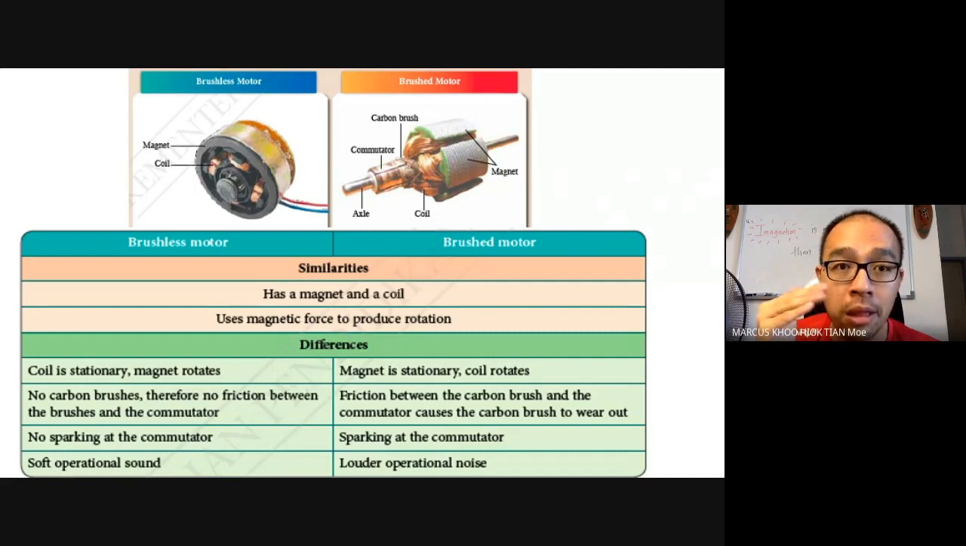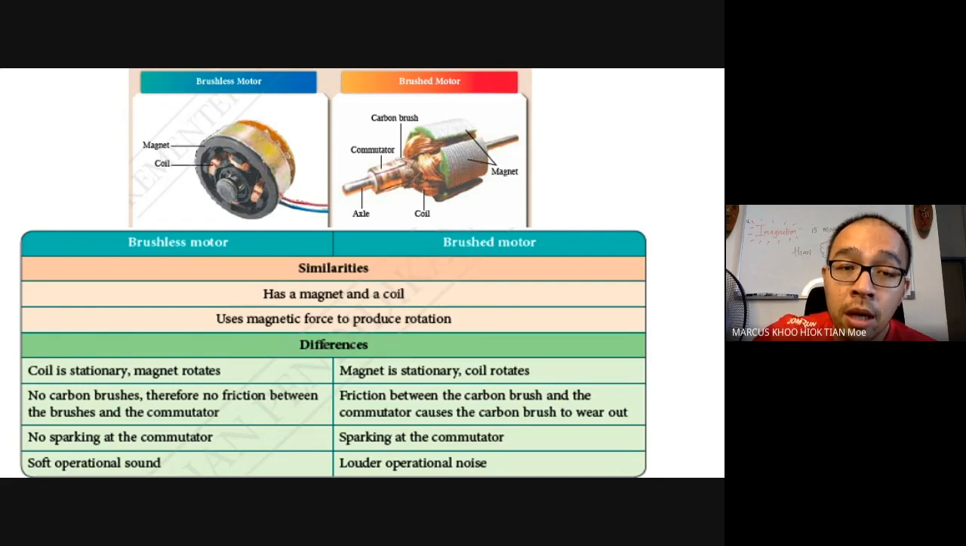Okay, the brush motor. The friction between the carbon brush and the commutator will cause the carbon brush to wear out. This is a weakness, a disadvantage in the brush motor. Balik-balik kamu kena tukar itu carbon brush, because dia balik-balik akan bergeser dengan commutator. Kan commutator dia touch, no touch, touch, no touch. So it's going to always bergeser, and because of that, it will wear out, and after a while, it needs to be changed.